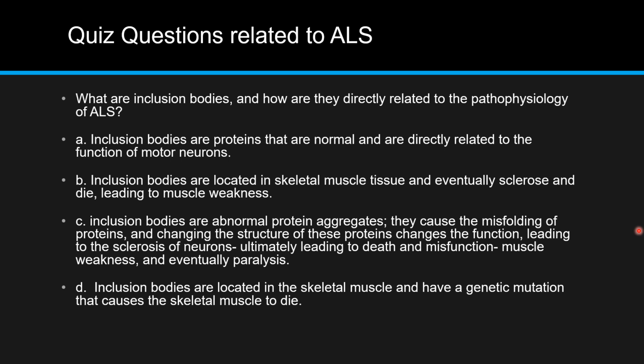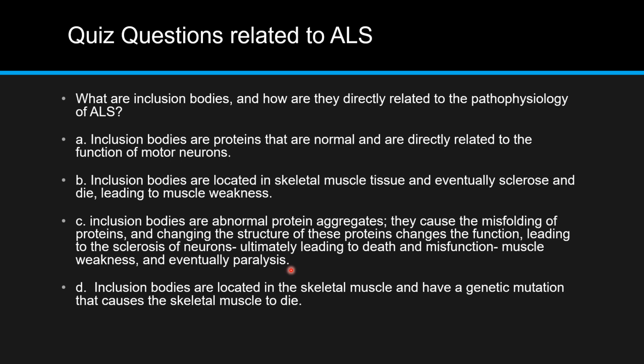So I do have my first quiz question, which is, what are inclusion bodies and how are they directly related to the pathophysiology of ALS? A, inclusion bodies are proteins that are normal and are directly related to the function of motor neurons. B, inclusion bodies are located in skeletal muscle tissue and eventually sclerose and lead to death, and muscle weakness.